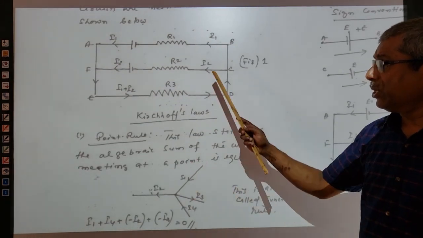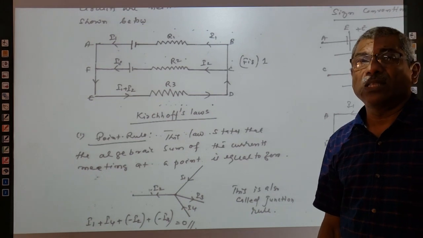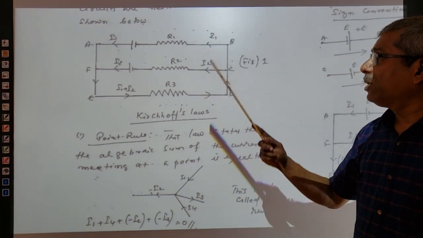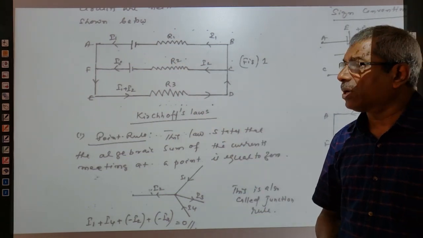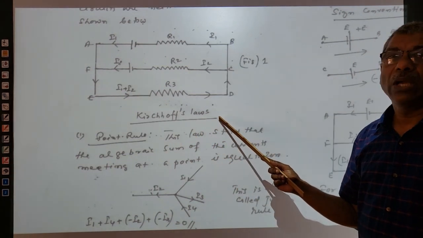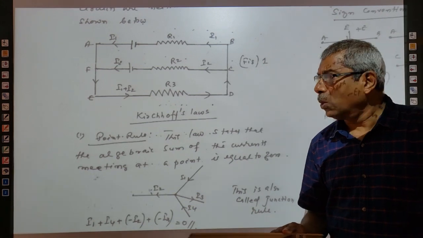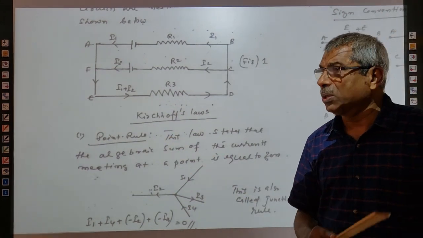Such circuits we cannot solve using the simple law called Ohm's law. To solve the variables of this kind of circuits, which we call complex circuits, we have special rules called Kirchhoff's laws. Kirchhoff put forward two laws. One is called the point rule. Point rule is also called the junction rule.